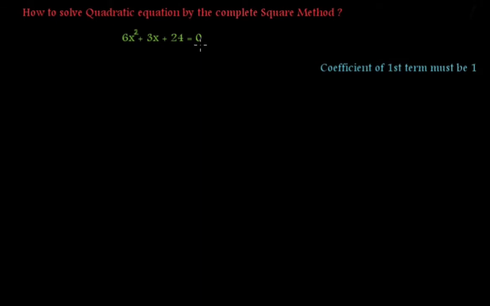So the very first thing you need to remember is that the coefficient of the first term must be 1. But in our case, it's 6. We're going to make it 1, so we divide by 6. And remember, when you divide by 6, you must divide each and every term by 6. So it becomes x squared, and this 3 over 6 can be written as 1 over 2, x plus 4 is equal to 0.